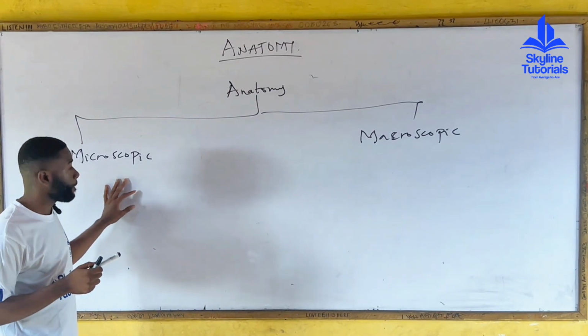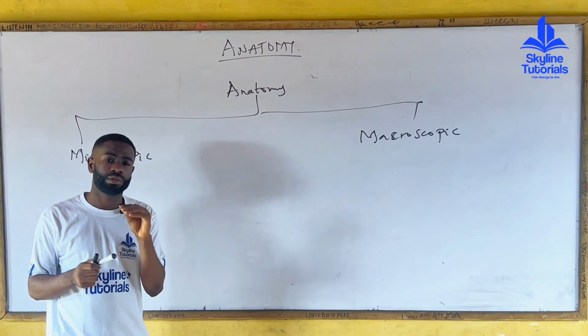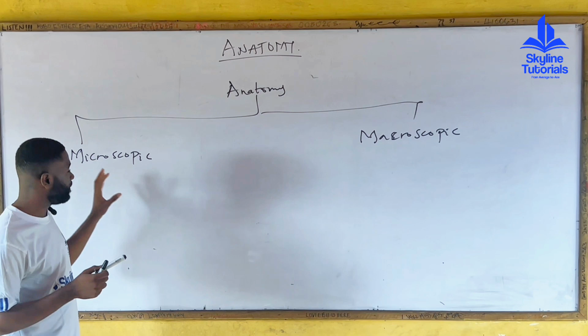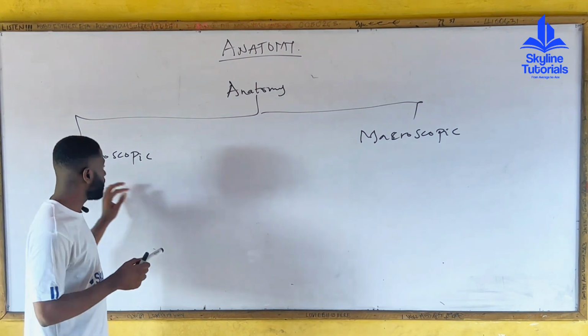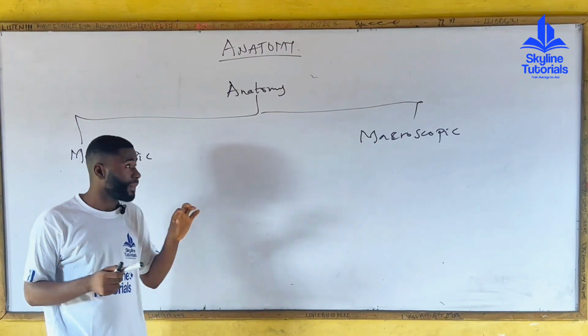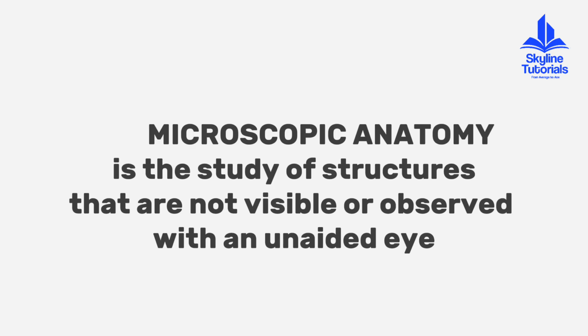Microscopic anatomy. The word micro simply means minute or small. So if we want to use that to define this, we can say that microscopic anatomy is the study of structures. Remember, anatomy deals with the structures of the human body. So microscopic studies structures that are not visible to the unaided eyes. We can also define it as the study of structures that cannot be observed with an unaided eyes.